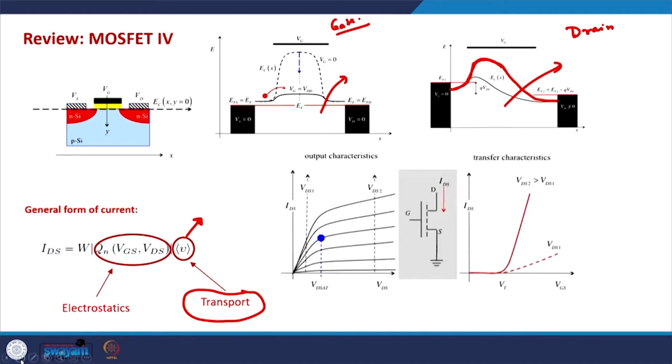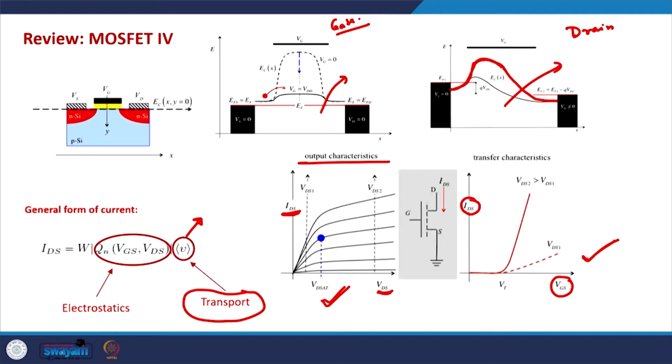After this we saw that the IV characteristics of the MOSFET are generally divided into two types. One is the output characteristics, which is essentially the relationship between the output current, the drain-source current, and the drain-source voltage. IDS versus VDS is the output characteristics of the MOSFET, and IDS versus VGS is the transfer characteristics of the MOSFET. The output characteristics is a very useful characteristic, generally in circuits.